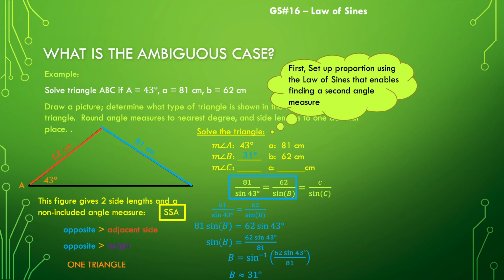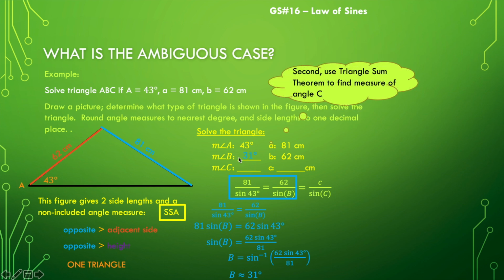All right, great. Now I have two angle measures. So since I've got two angle measures now, I can use the triangle sum theorem to find the measure of angle C. The triangle sum theorem says add the three measures together and they should equal 180 degrees. So that means the measure of angle C will be 106 degrees.